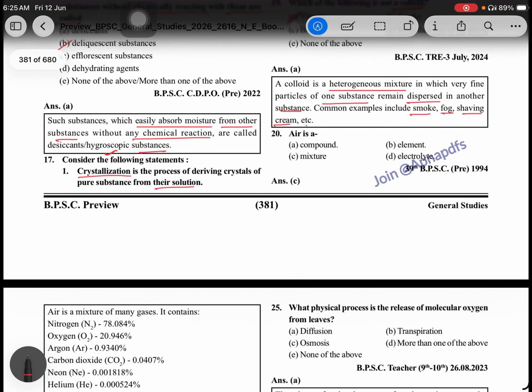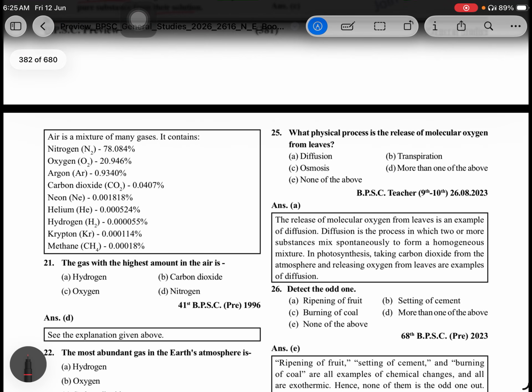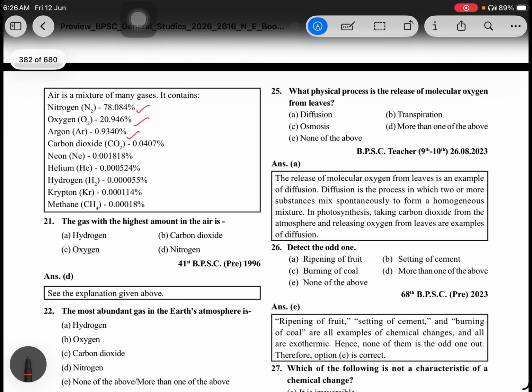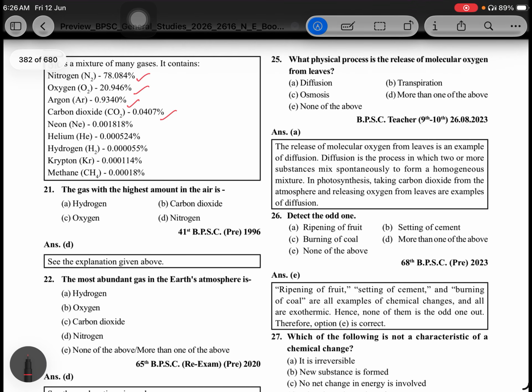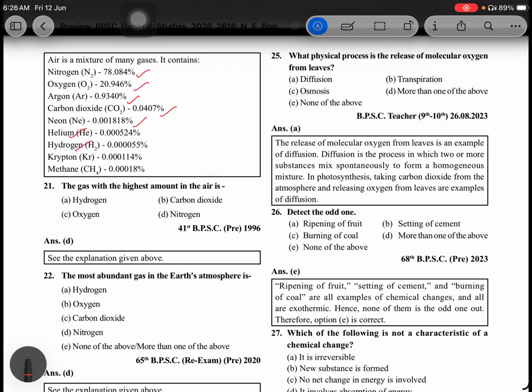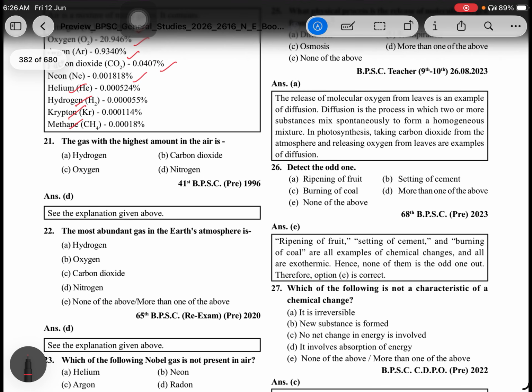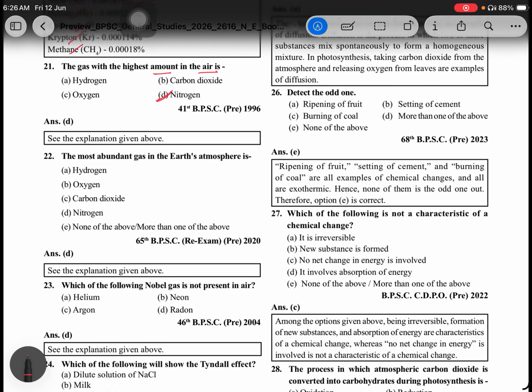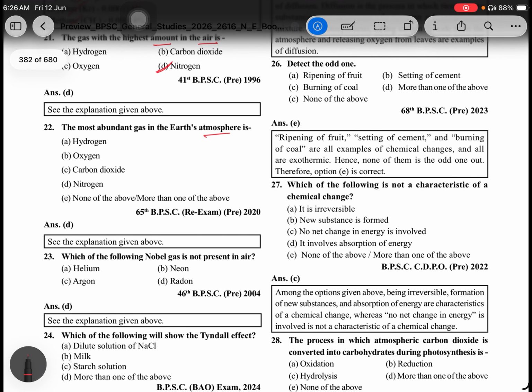Air is an example of a mixture because nitrogen is 78.084%, oxygen is 20.946%, argon is 0.9340%, and carbon dioxide is 0.0407%. Neon is 0.001811818%. The next gases are helium, hydrogen, krypton, and methane. The gas which is in the highest amount in air is nitrogen. The most abundant gas in the Earth's atmosphere is nitrogen.